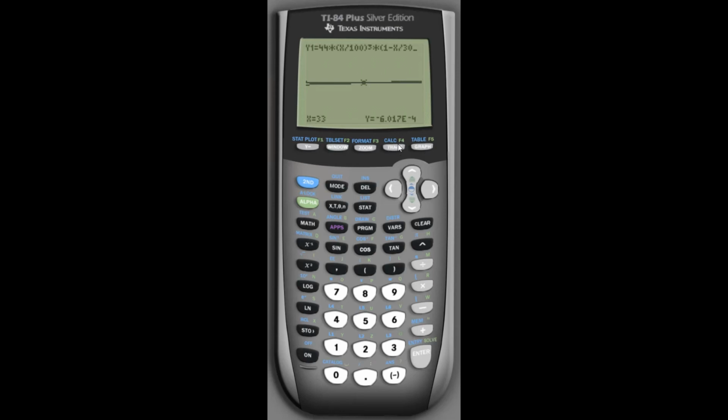Let's do trace now and move to the right. We can see that the change is between 33.013 and 33.015. We can say it's 33.014. The answer is 33.014. So we found the time at which there is a minimum, and now we need to calculate the number of people in line at that time. Let's do that now.